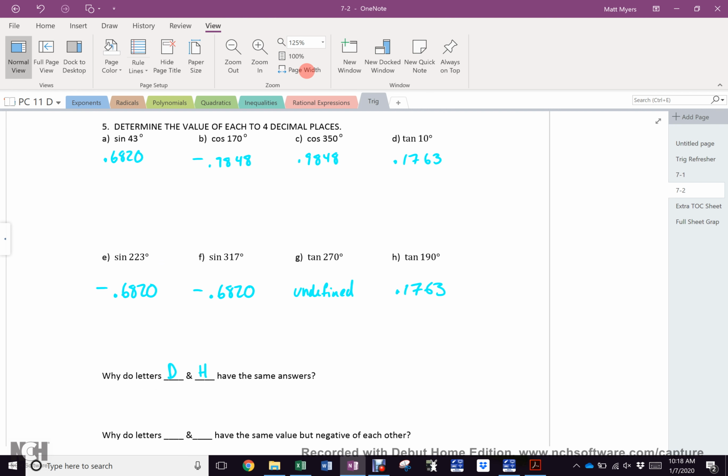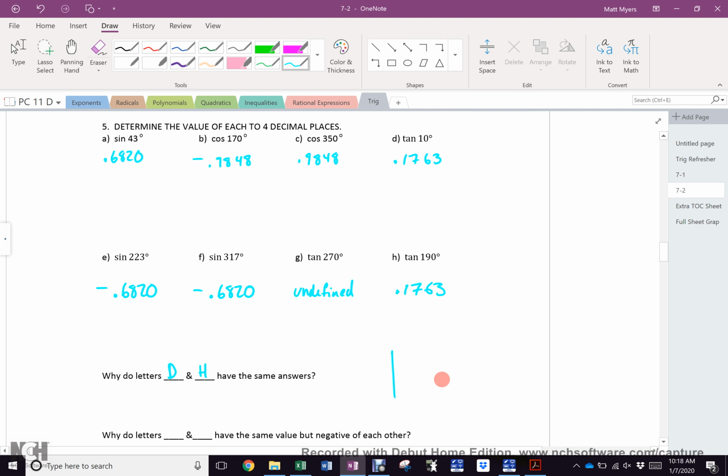So everybody should have the same decimal place, right? We're all using the same calculators, yeah? So let's talk about why D and H are exactly the same. Same with E and F, yes. D and H, you could also have used E and F. Thank you. I'll do E and F in a different color. We'll do E and F in red.